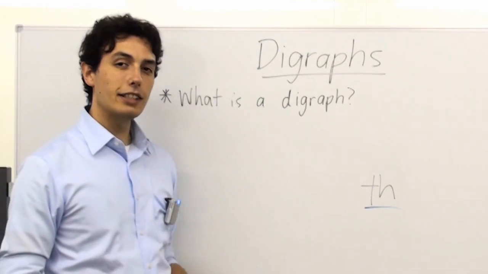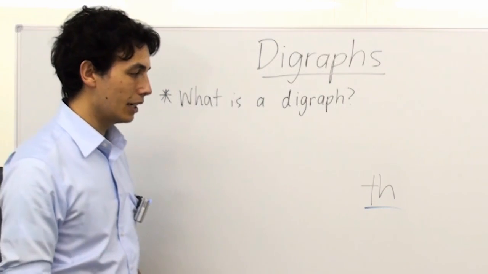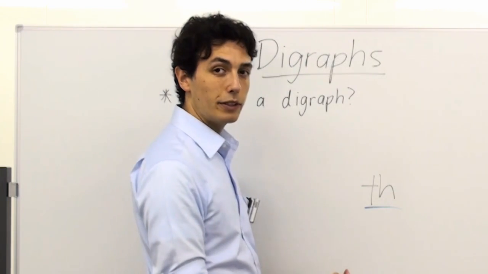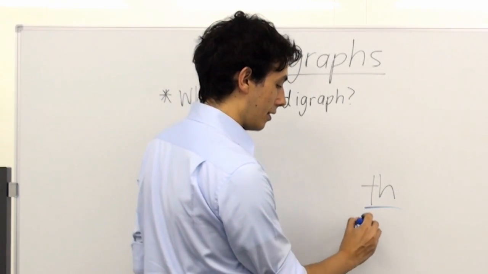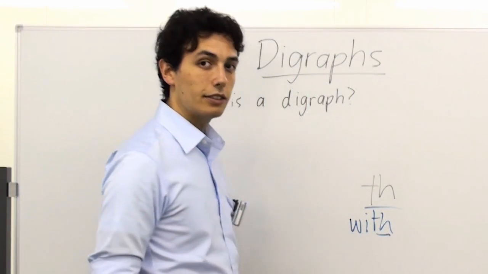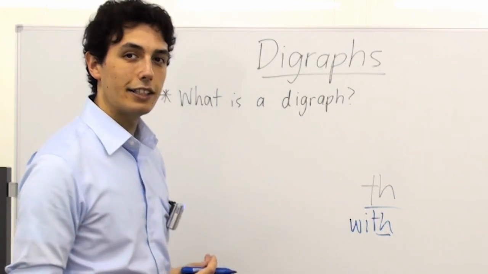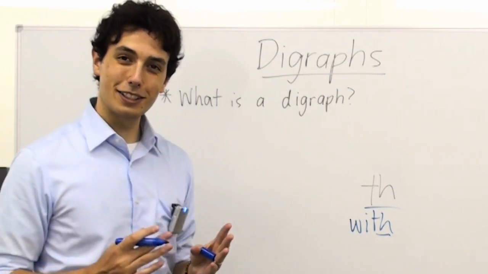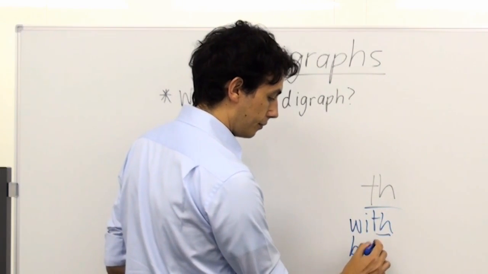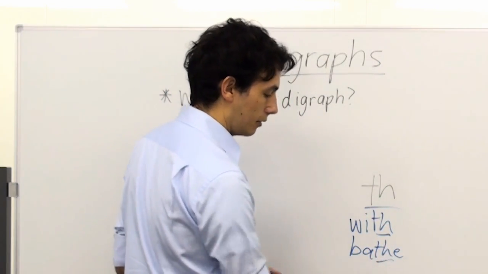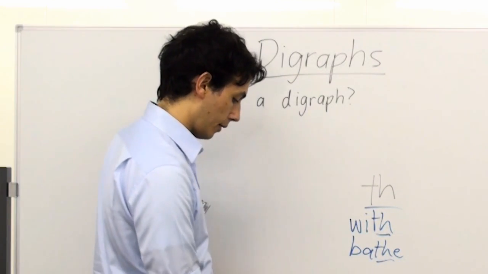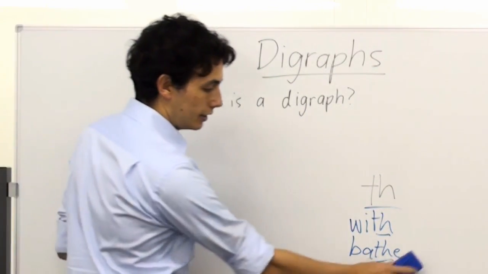Okay, the last one is TH, and this one's fairly easy. There's just two sounds we need to really focus on, and that's th and th. For the soft TH sound, with is one example. And for the strong TH sound, or the hard TH sound, the voiced TH sound, we have something like bathe, which thanks to our E modifier there becomes bathe. Okay, so those are our TH sounds. There's just two.